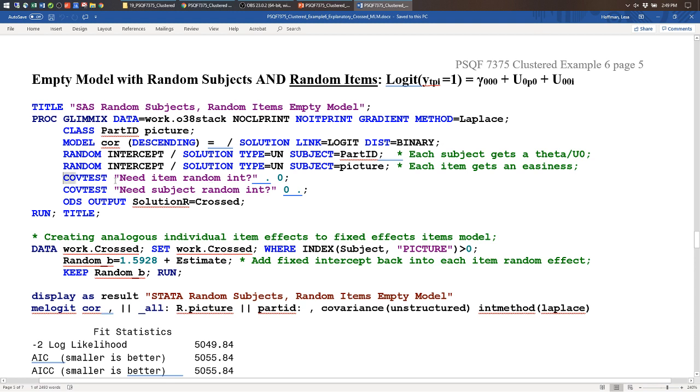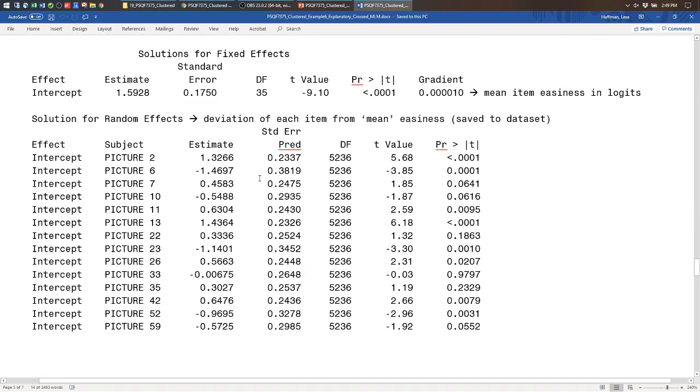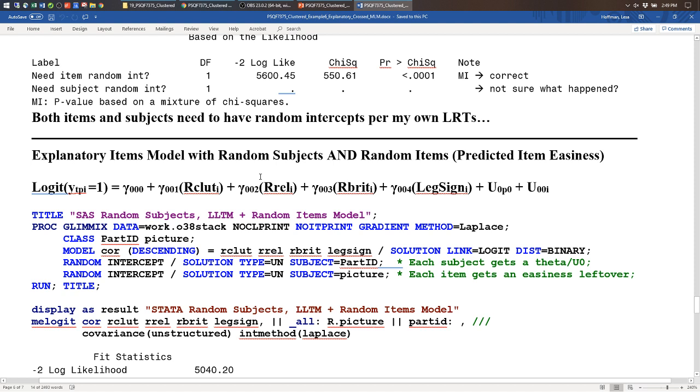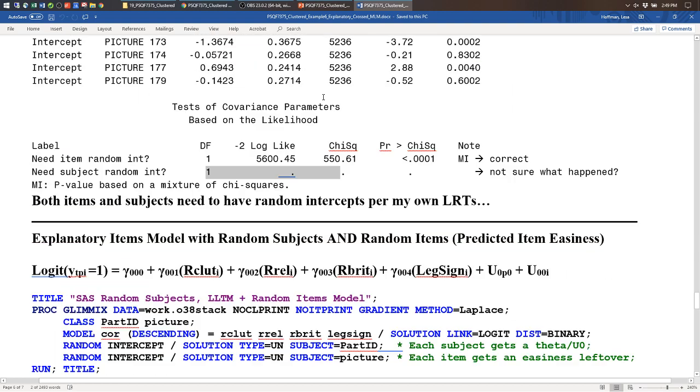Now I have two COVTEST statements here trying to ask whether each of those sources of variability, differences between persons in ability, and differences between pictures in easiness, are necessary. And watch what happens. It's like, no, you don't get to know that, sorry. No idea. Sometimes it does this. So I had to get Excel out and look at the differences in -2 log likelihoods myself. So it did get this one, it crapped out on this one.